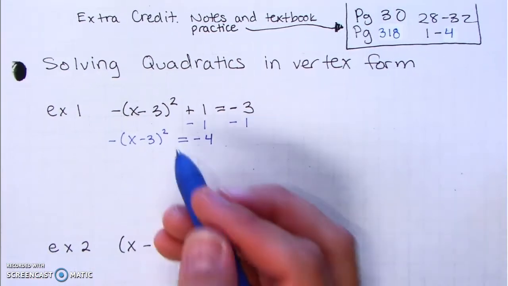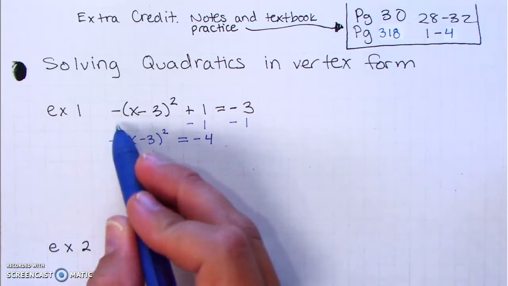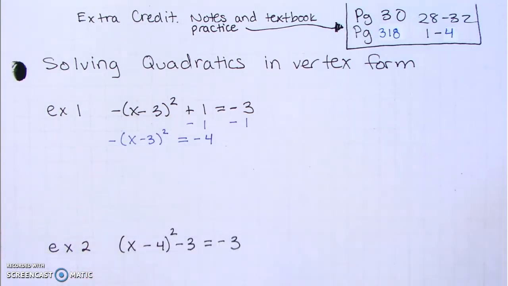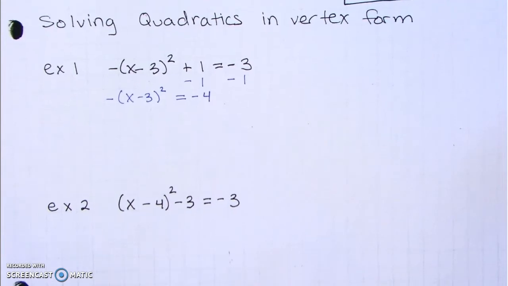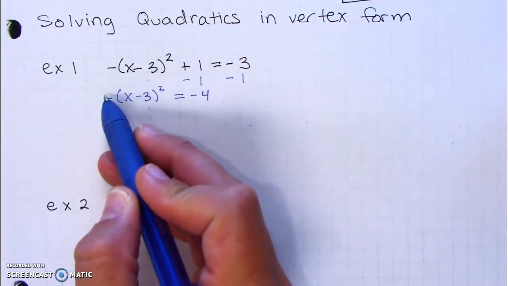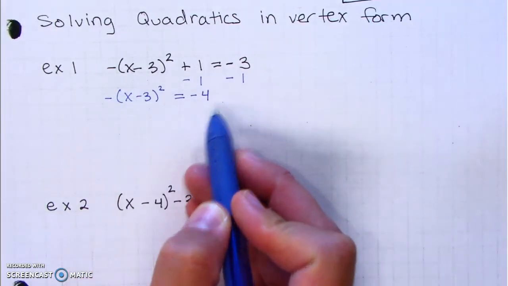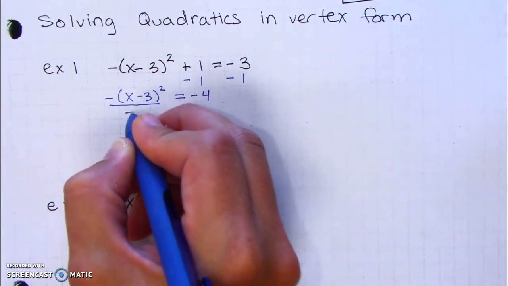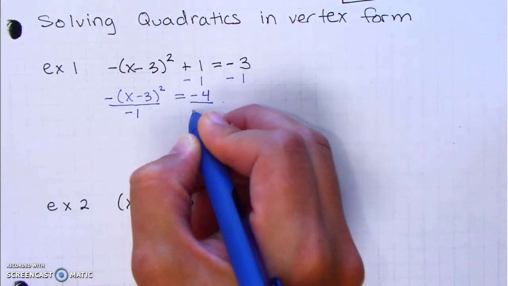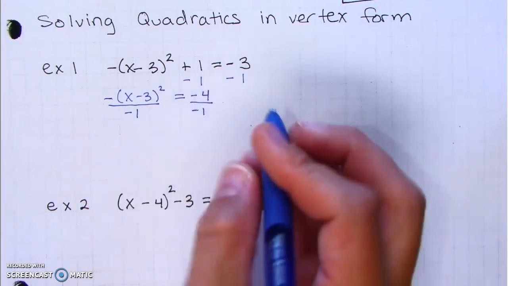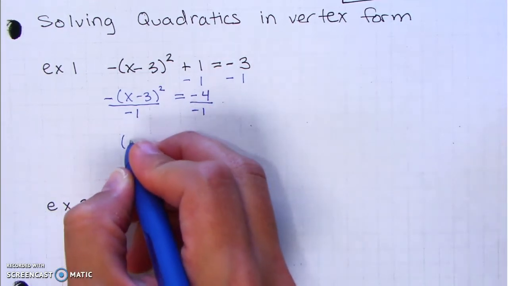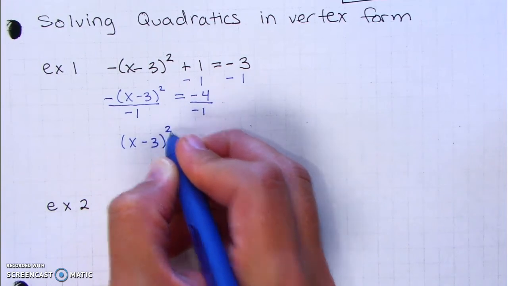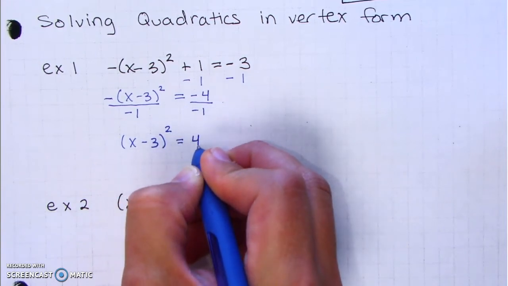All right, to undo this square, we have to take the square root, but we can't do it with this negative here. So how do you think we're going to get rid of that negative? If it were a 2, we would divide by 2. So because it's a negative, we're going to divide by -1. And the negative divided by the negative is a positive. So this is what we have. (x - 3) quantity squared equals 4.